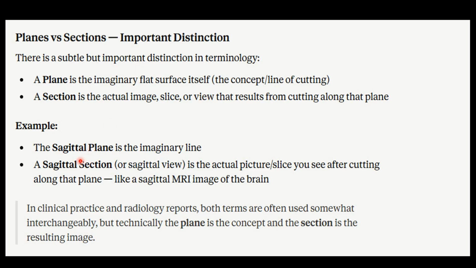So we can say that a sagittal plane is the imaginary line, but a sagittal section is the actual picture slice you see after cutting along that plane, like a sagittal MRI image of the brain. In clinical practice and radiologist reports, both terms are often used somewhat interchangeably, but technically the plane is the concept and the section is the resulting image. This is just a simple thing but very important.